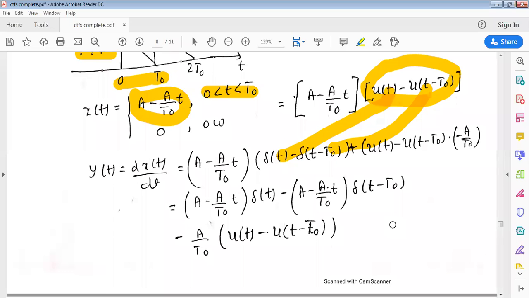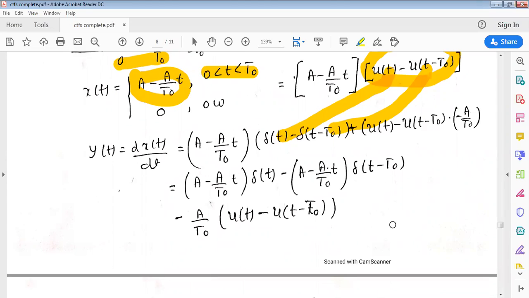Any doubt here? Are you able to follow this one? Any doubt?